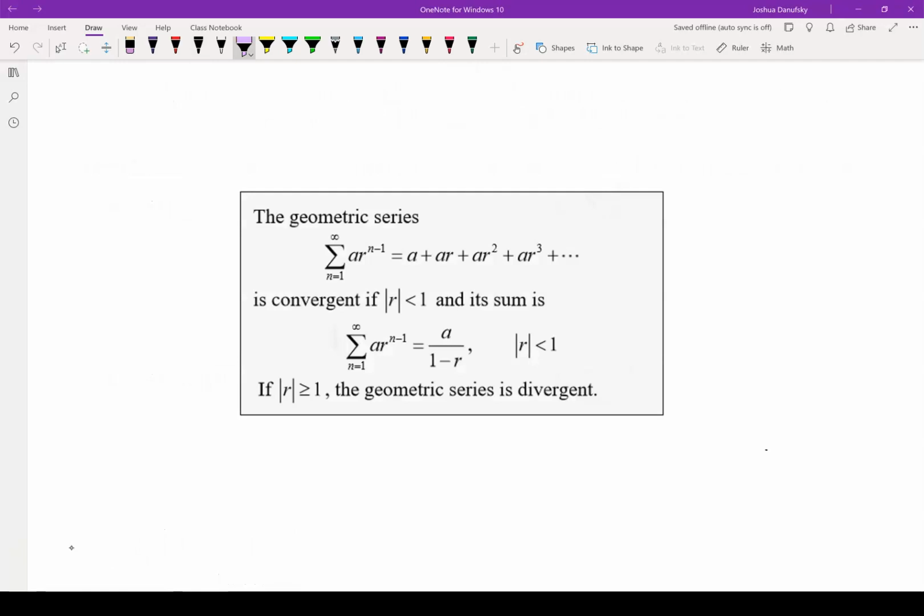Recall that a geometric series is a series of this form here. Every time we have a geometric series, we want to rewrite it in the form a, the first term, times r to the n minus 1, where r is the common ratio. Now, if the absolute value of r is less than 1, then the series is convergent, and the sum can be found by taking the first term divided by 1 minus the common ratio. If the absolute value of r is greater than or equal to 1, then the geometric series is divergent.